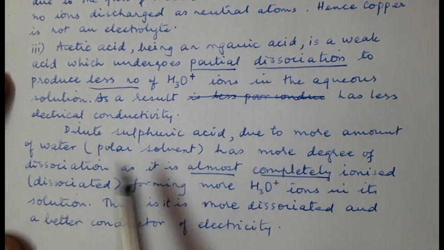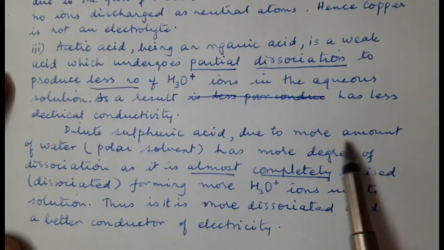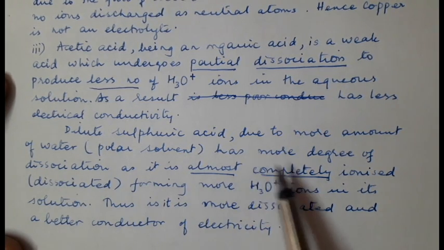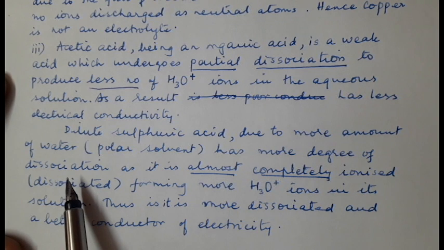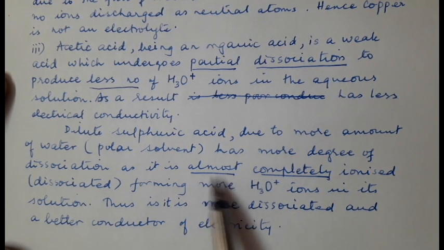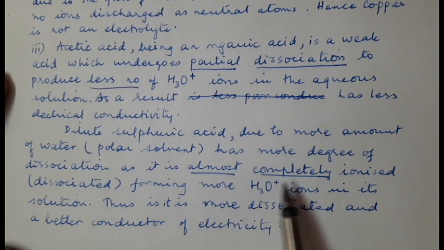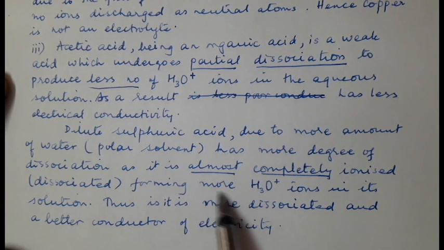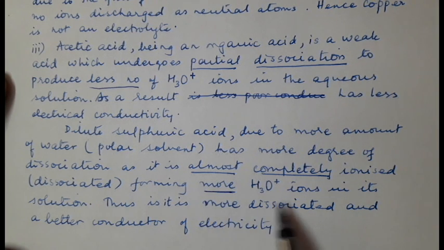We come to dilute sulfuric acid. Due to more amount of water, which is a polar solvent, it will have more degree of dissociation, as it will be almost completely ionized. See the keywords here? And it will form more hydronium ions. So here it is again the keyword, more hydronium ions in its solution, and hence it will be a better conductor of electricity.